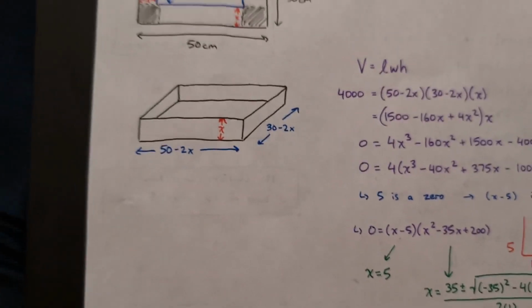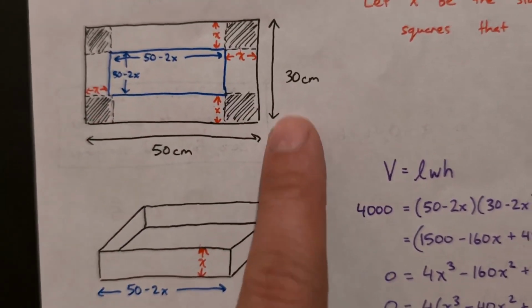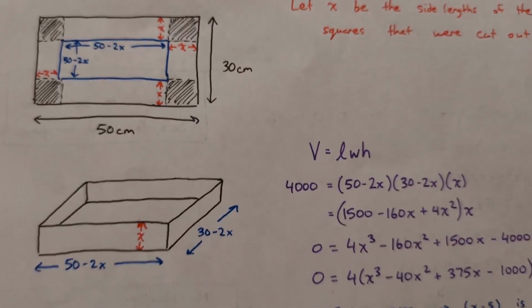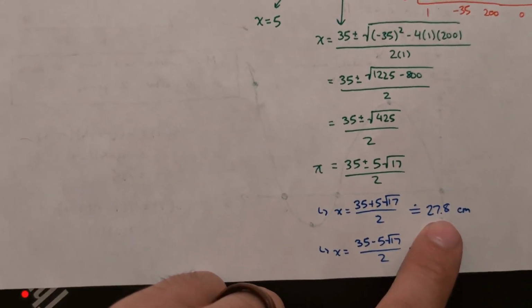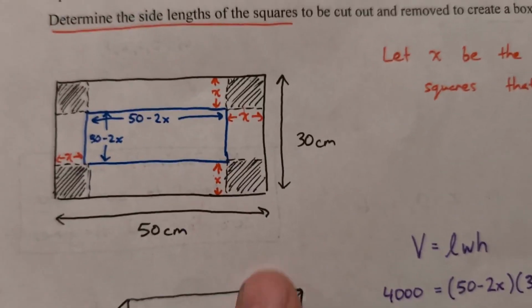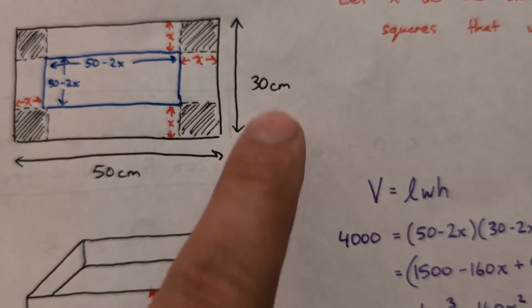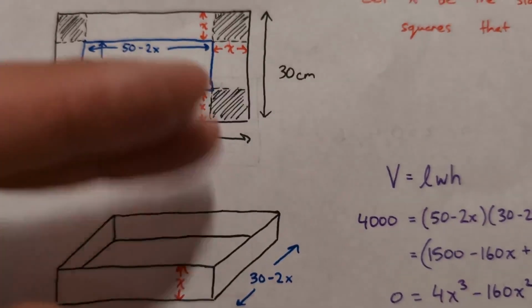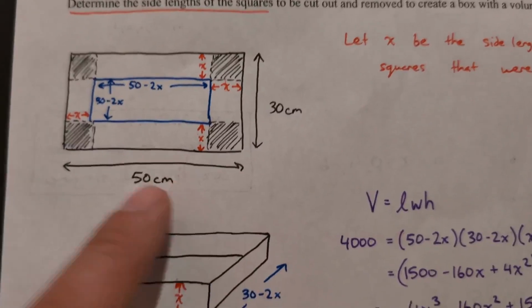But if we look at our original problem, we had a 50 centimeter sheet and a 30 centimeter sheet, and I had to cut in X both directions. Well, if my X is 27.8 or almost 28 centimeters, that would mean I'd have to cut 28 centimeters this way and 28 centimeters this way. And that's not possible if I only have 30 centimeters long to cut through. Same with the 50. I can't go about 28 centimeters in both directions. There's just not enough aluminum sheet there.